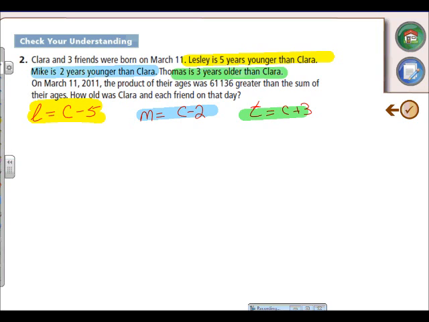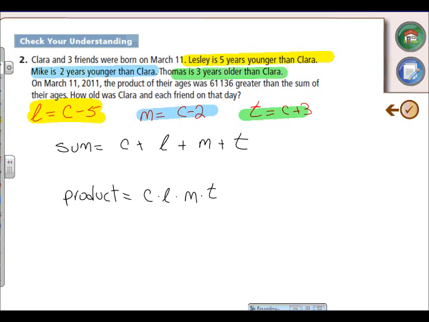Whoa. This is just crazy stuff. So it's saying, let's just say the sum of their ages and the product of their ages. The sum is Clara plus Leslie plus Michael plus Thomas. The product is Clara times Leslie times Michael times Thomas.